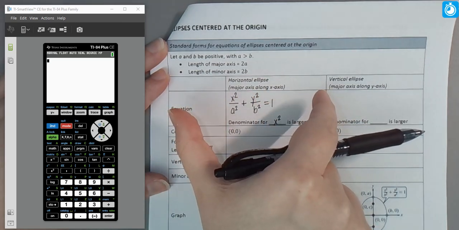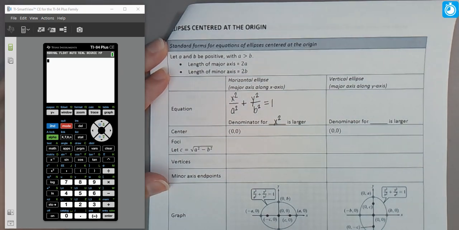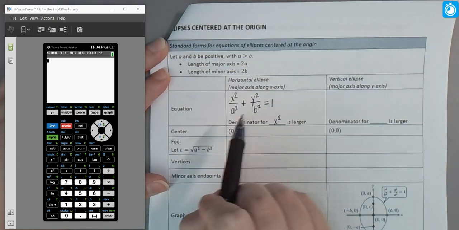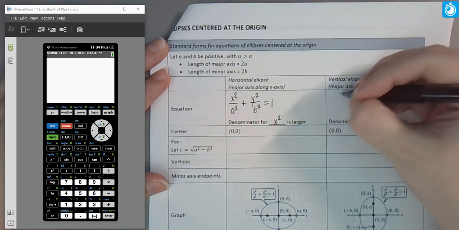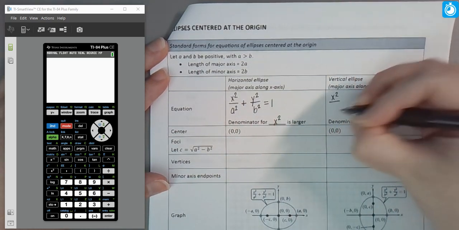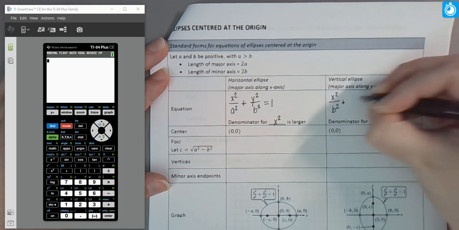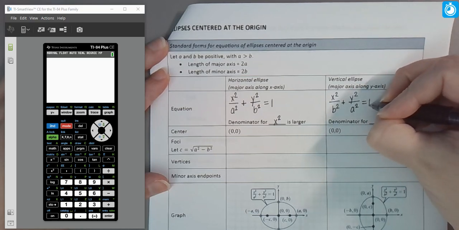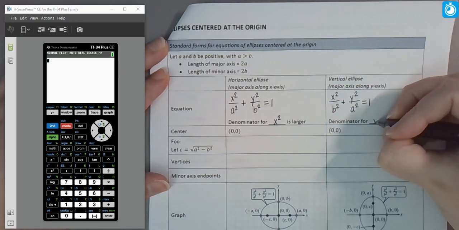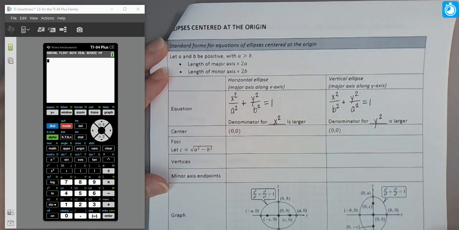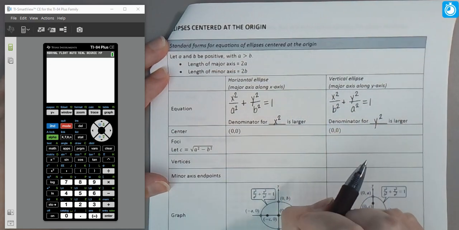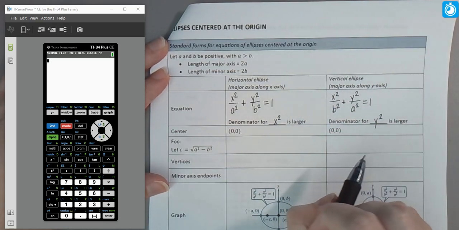So if the term with x squared has the larger of the two denominators, that's our indication that we have a horizontal ellipse, that it's elongated horizontally, or more specifically that our major axis is going to be horizontal. And in this case, it's going to be located along the x-axis. Now, if we were to flip these values, if x squared is then divided by our smaller denominator, and y squared is divided by our larger denominator, then we have a vertical ellipse. So in the case where the denominator for y squared is larger, we're going to have elongation vertically speaking, which means our major axis is going to be vertical, specifically along the y-axis.